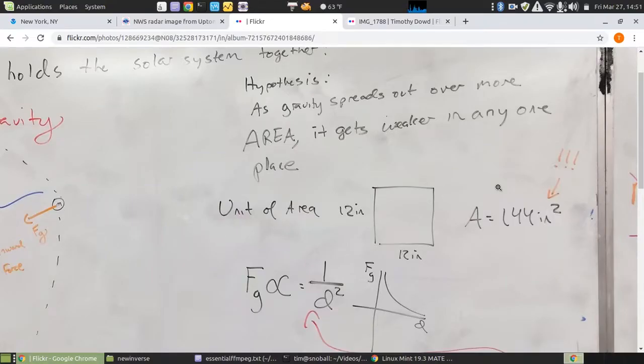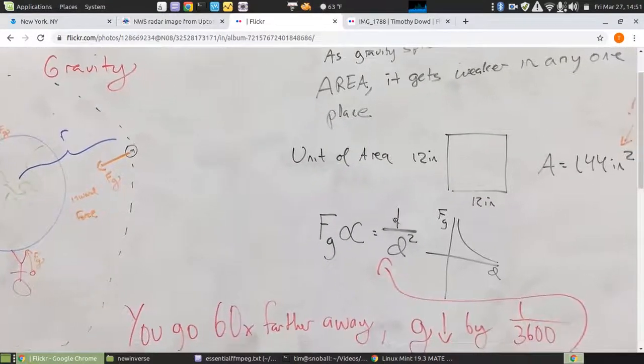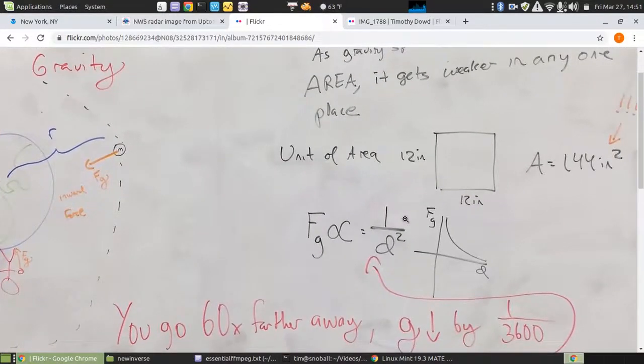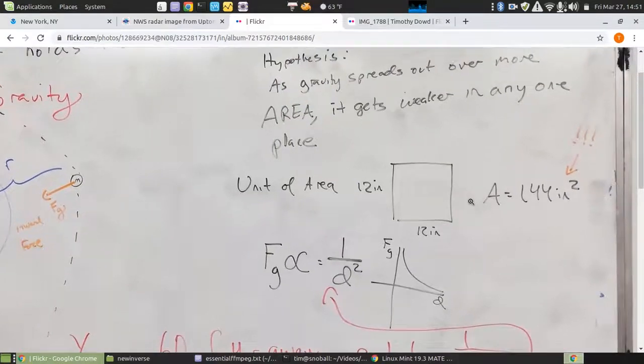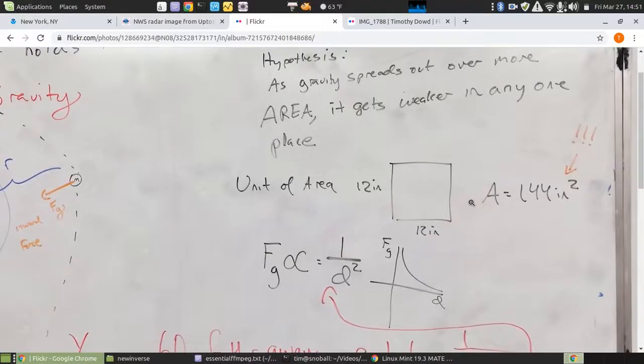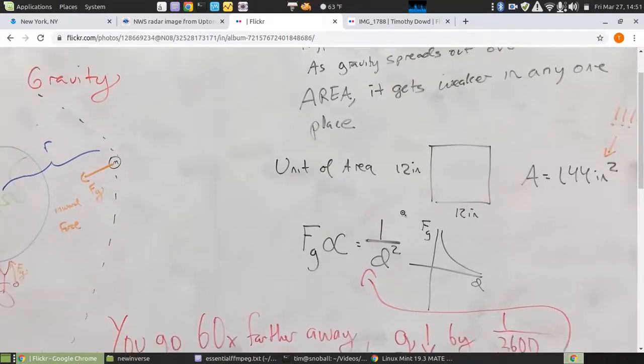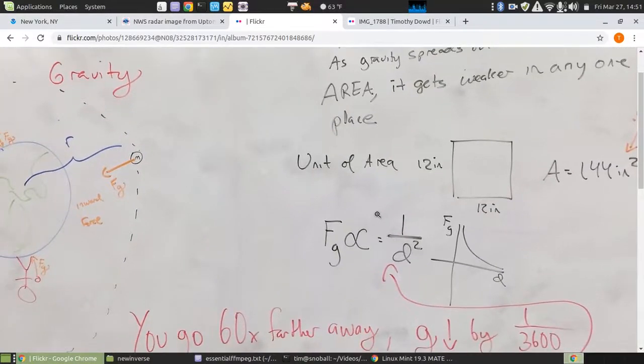So if spreading out an effect, whether it's gravity, light, radioactivity, over more area dilutes it, we expect an inverse relationship. What I see here is Fg is proportional to 1 over distance squared. In other words, as area, which is measured in square meters, square inches, square miles, whatever, gets bigger, any place has less of that thing.